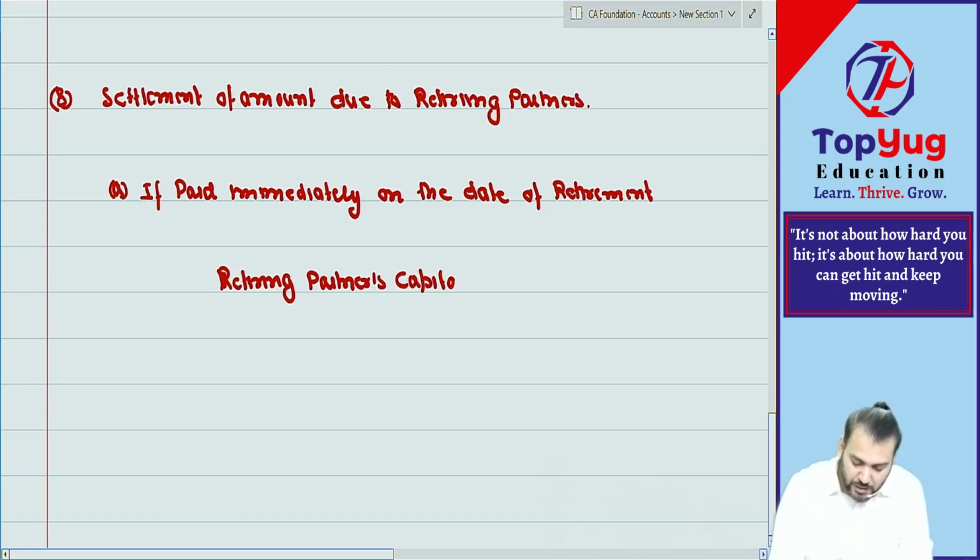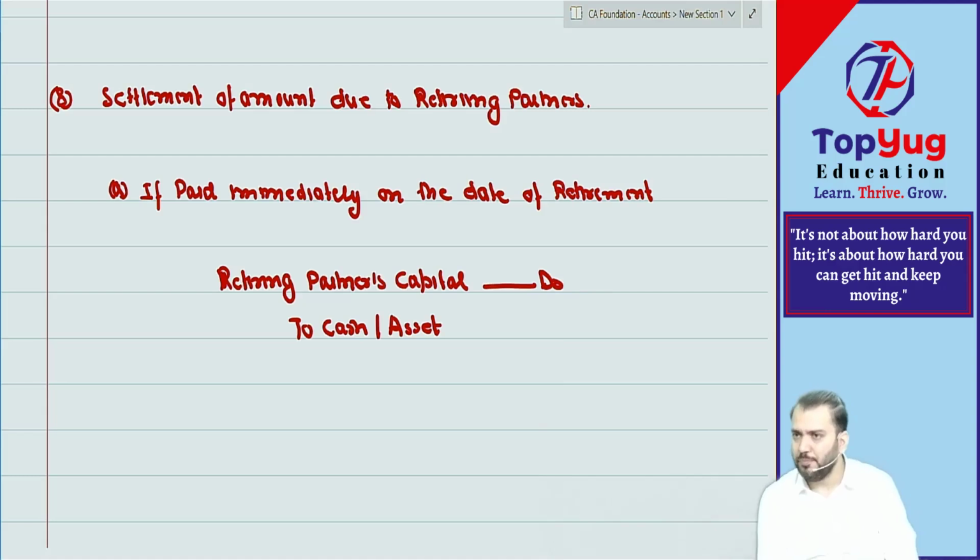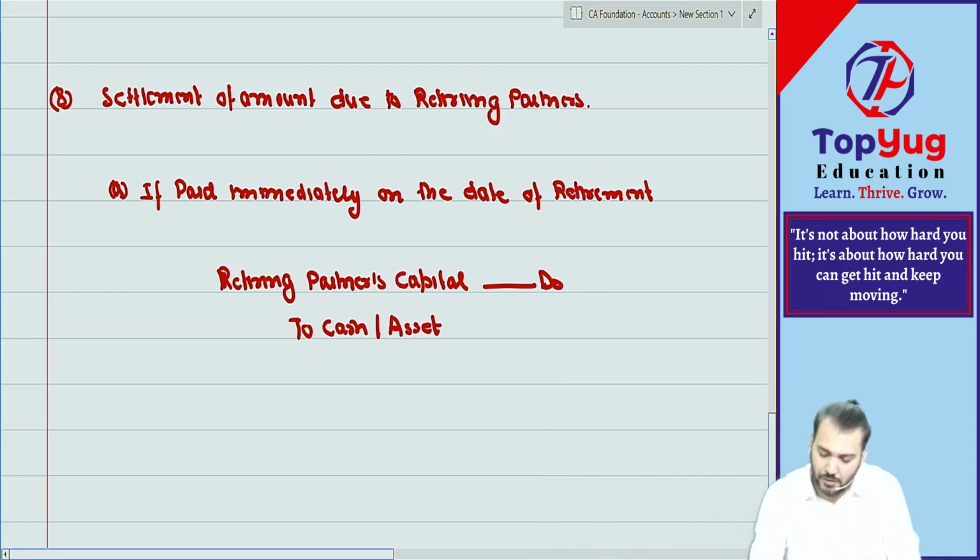Retiring partner's capital account debit to... You can see it can be paid either in the form of cash or in the form of an asset also. An asset might be given, for example, an investment taken over or a car taken over, whatever. That is also payment only. Understood?